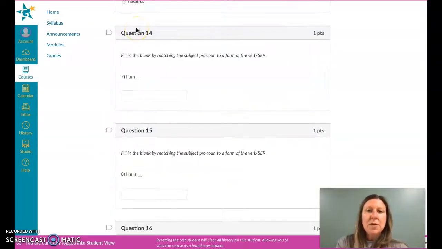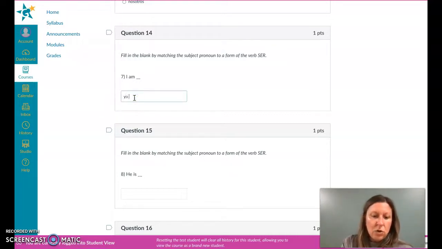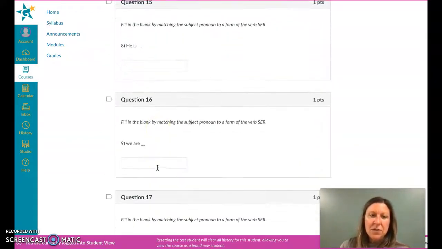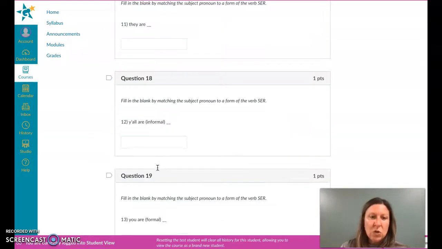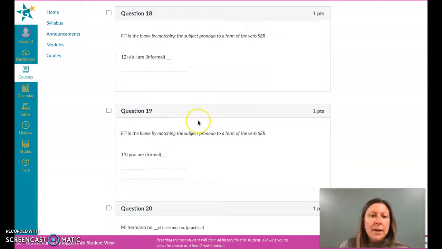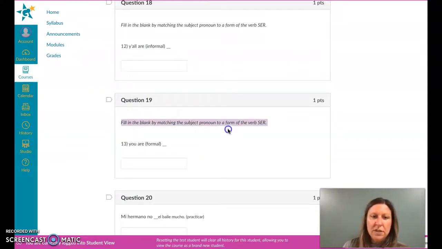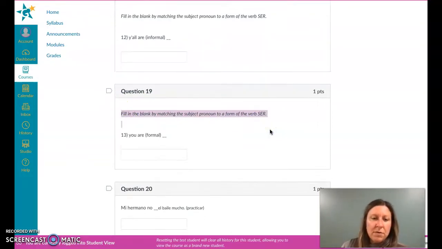Then we come on to question 14 where you see I am. So it says fill in the blank matching the subject form with the pronoun and ser. So for I am, you would need to select yo soy. So you're using the correct subject pronoun along with a form of the verb. So that's how the next ones go. So you're using soy, eres, somos, soy, son. Now at the bottom here, we're going to just keep going so you can see the instructions, fill in the form of verb ser.